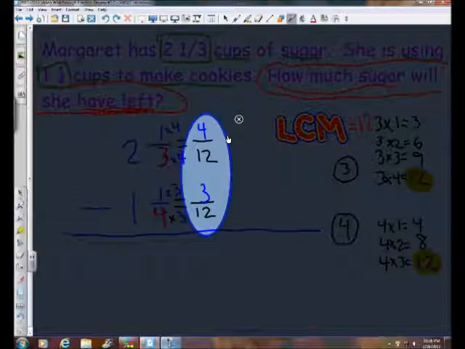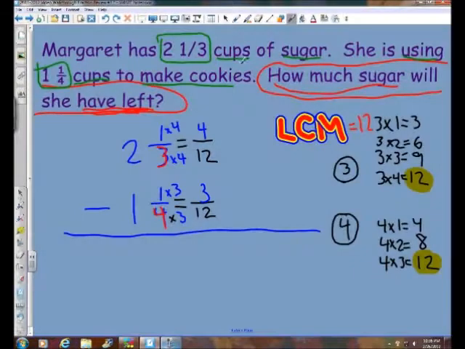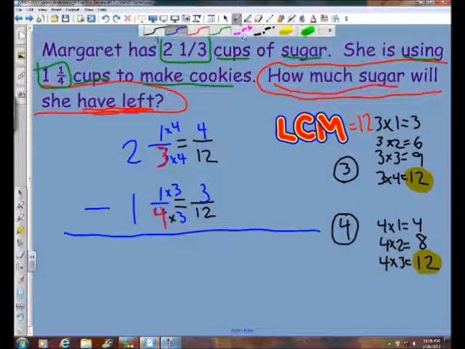we had. So 4 twelfths minus 3 twelfths, and you're probably thinking to yourself, no problem, because you now have the same denominator for that. So we can deal with that. So we've got 4 twelfths minus 3 twelfths equals how many twelfths? 4 minus 3 equals 1.